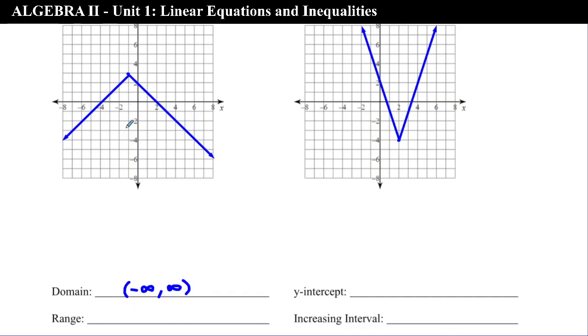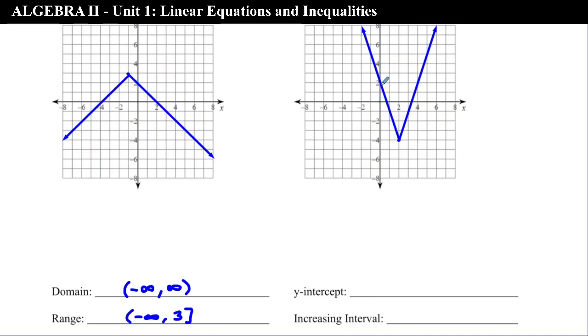Our range, well, we're coming from negative infinity on both ends of this in the y direction. And as we go up, we hit a peak, the peak of this thing, at 3. And so our range is going to be negative infinity to 3, and we are including the 3 because it touches 3.